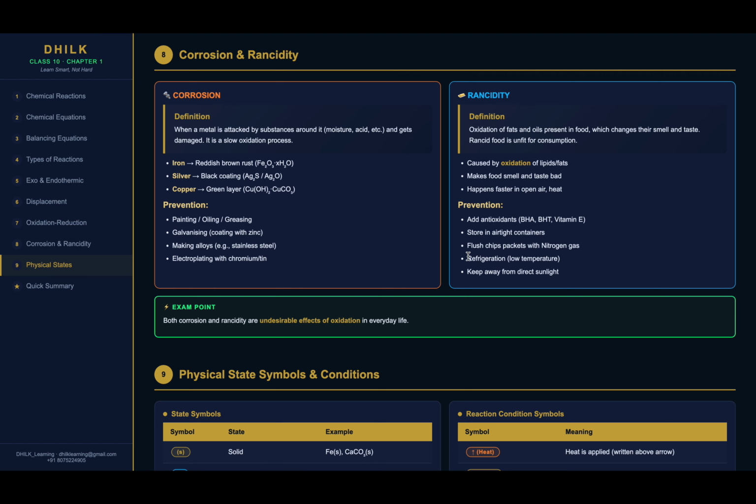The third method is refrigeration, meaning keeping food at a low temperature. It is powerful and helpful because low temperature slows down the rate of oxidation. And the last and final easy method is to keep food away from direct sunlight. Keeping your food away from direct sunlight prevents rancidity because light speeds up the oxidation reactions. If you keep it out of sunlight, it slows the oxidation process, so you can prevent rancidity. One very important exam point to remember is that both corrosion and rancidity are undesirable effects of oxidation in everyday life.